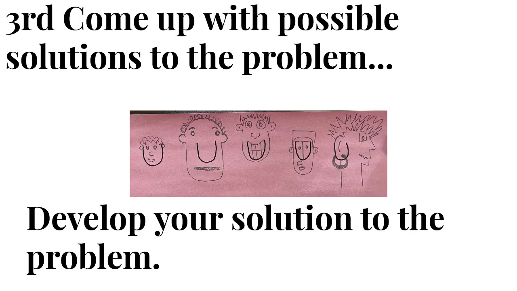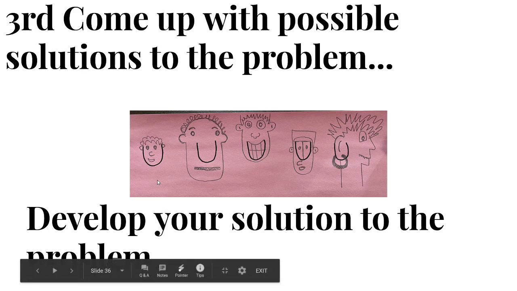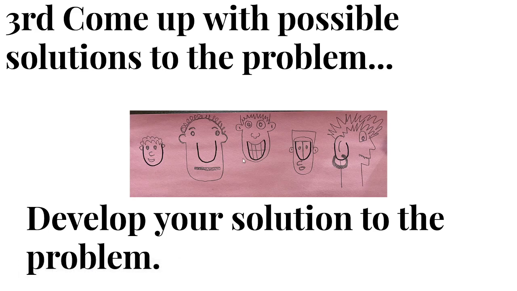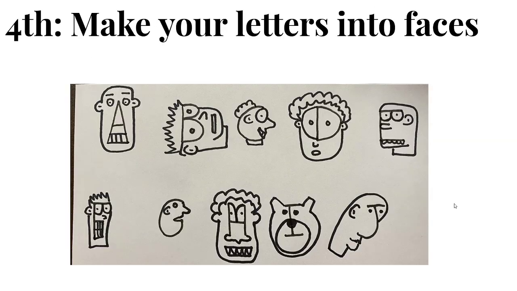Third, come up with possible solutions to the problem. Develop your solutions to the problem. So we have the letter U here, some examples. Maybe the U could be a chin or a nose or a mouth or the eyes. Maybe the U could be an ear with an earring. Fourth, actually do the work. Come up with your draft, use all of the letters, and turn them all into a face.